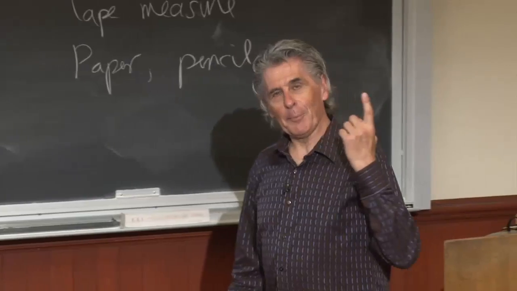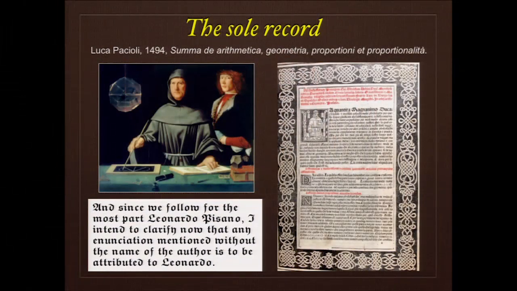And there was only one exception. There's a very famous mathematician called Luca Pacioli, who was a contemporary and a friend and a colleague of Leonardo da Vinci. And in 1494, he wrote this book about arithmetic, geometry, proportions and proportionalities. And there's a relatively modern version of that.